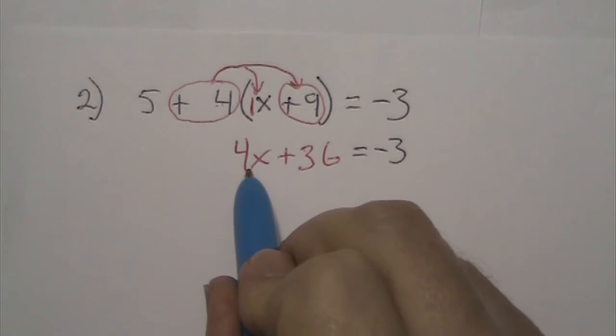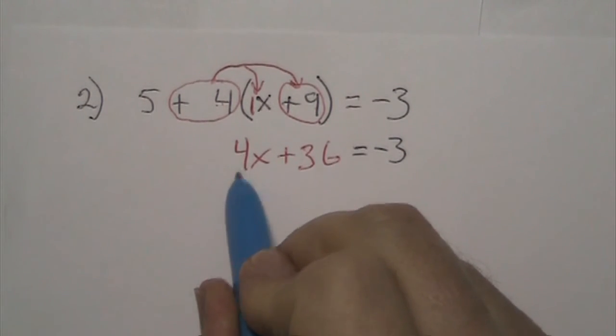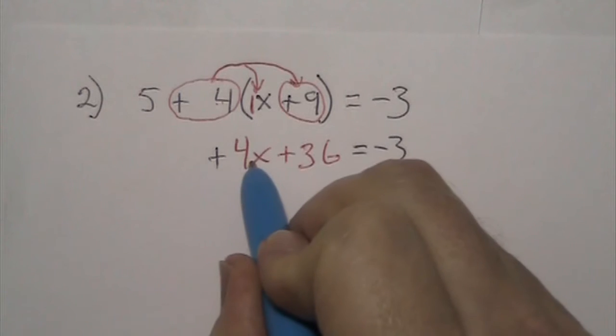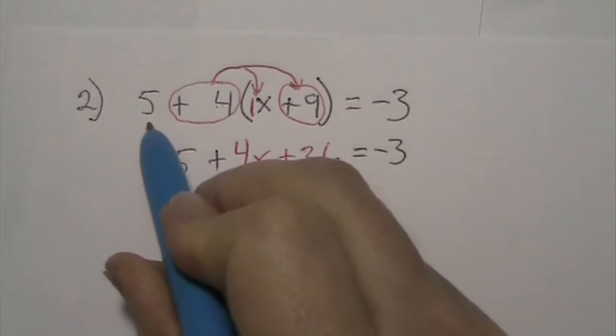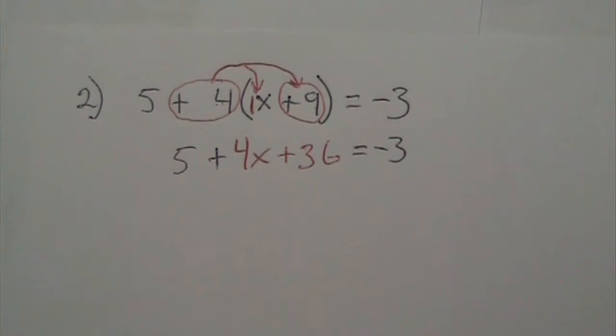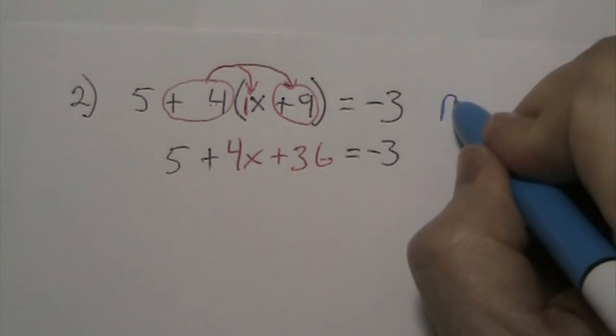Now, is that a positive or negative 4x? That's a positive, so you put a plus in front of it if it's positive. And I'll bring down this 5. So we did distributive property.